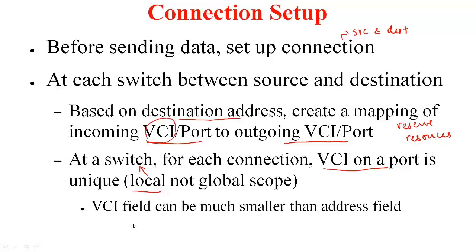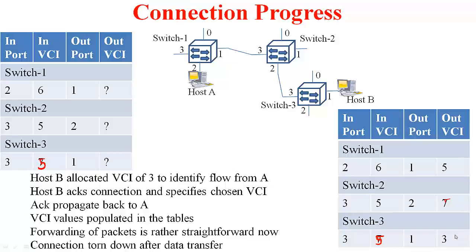And since this VCI is local in scope, this field can be much smaller. In other words, the number of bits that you need to represent this tag is going to be much smaller than the address field used in datagram switching, because that is global in scope. It has to be unique across all the hosts, whereas this needs to be unique across only the connections that are passing at a particular switch on a given port. So this example should clarify whatever was covered so far. In this example, host A wants to send packets to host B.